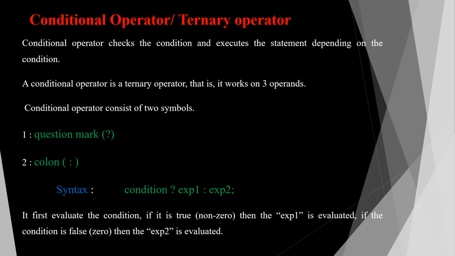When the condition becomes true, expression 1, the true statement, is executed. When the condition is false, expression 2, the false statement, is executed. So it first evaluates the condition. If it is true, then expression 1 is evaluated. If the condition is false, then expression 2 is evaluated.